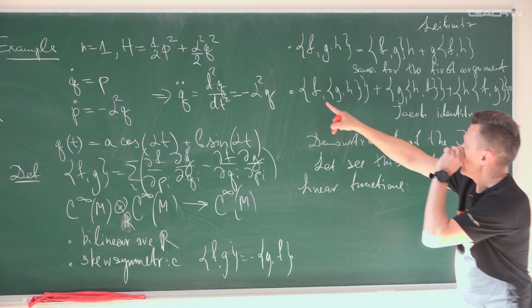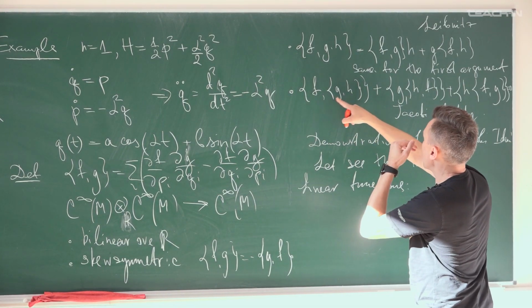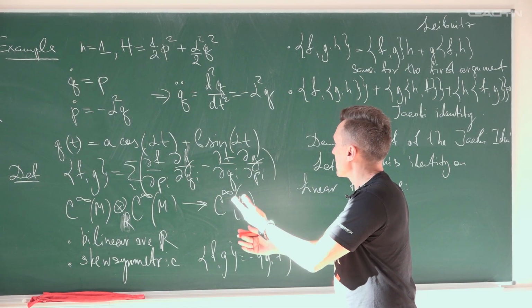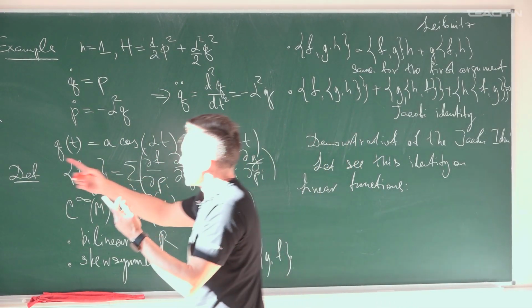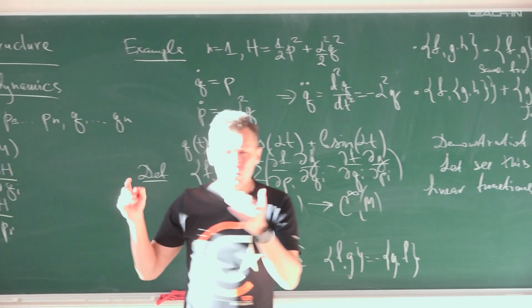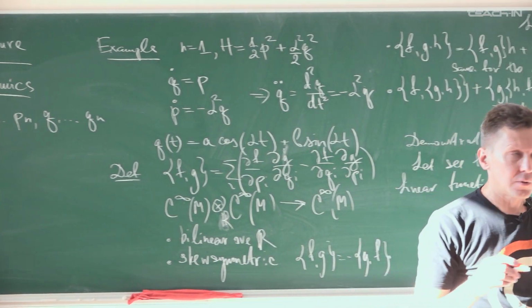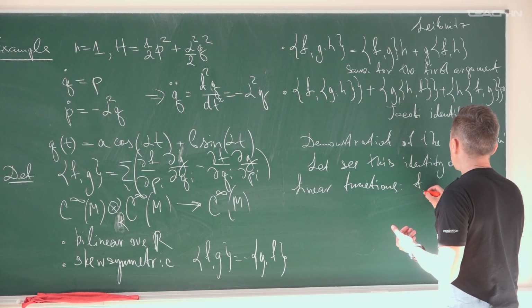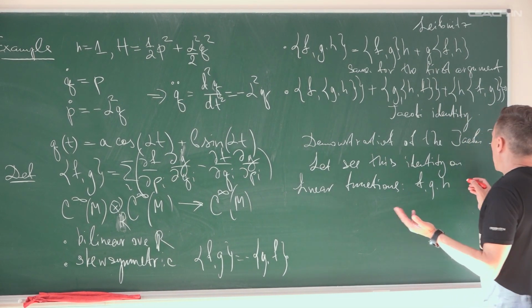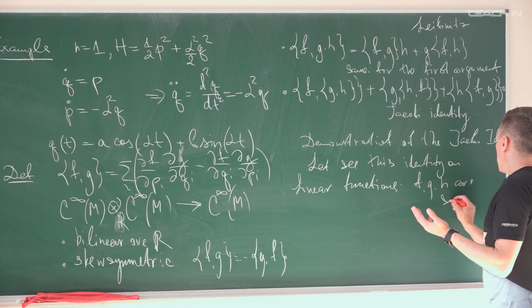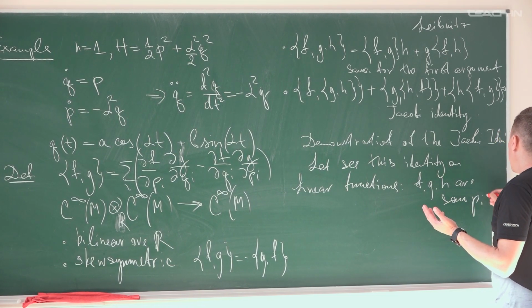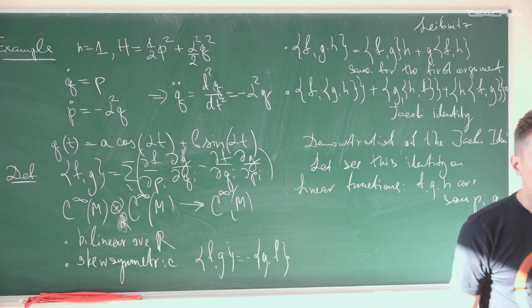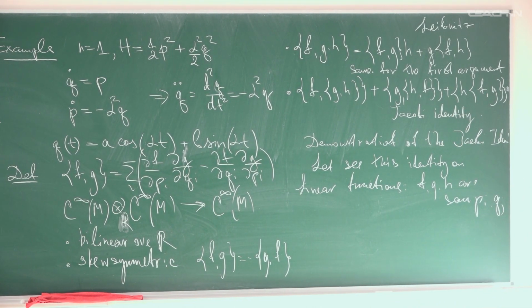What does it mean? In place of f, g, h I should put just the coordinates, some coordinates p or q. F, g, and h are some p_i or q_j in all possible choices.